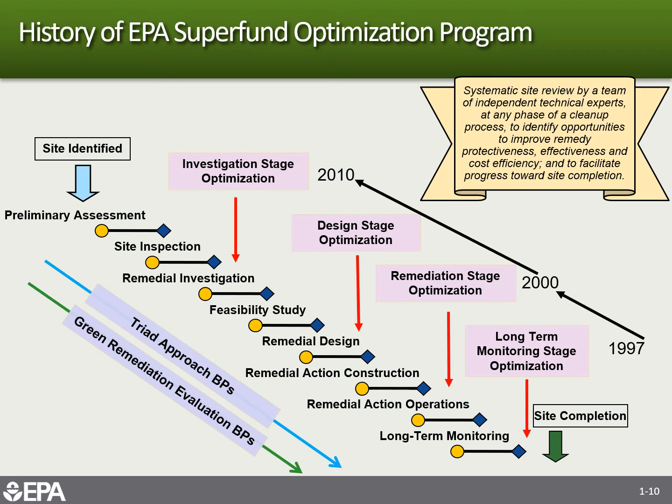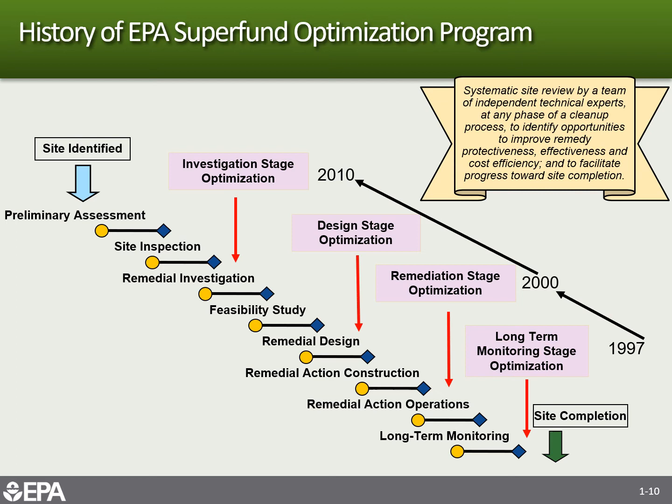And in terms of what is optimization, well, EPA Superfund defines optimization as a systematic site review by a team of independent technical experts at any phase of the cleanup process to identify opportunities to improve remedy protectiveness, effectiveness, and cost efficiency, and to facilitate progress towards site completion. Now that's a big mouthful, but basically we're looking for opportunities to improve our remedy protectiveness, the effectiveness of those technologies, and the cost efficiencies by which we drive those programs.